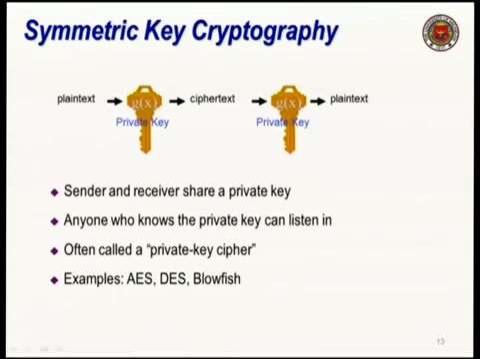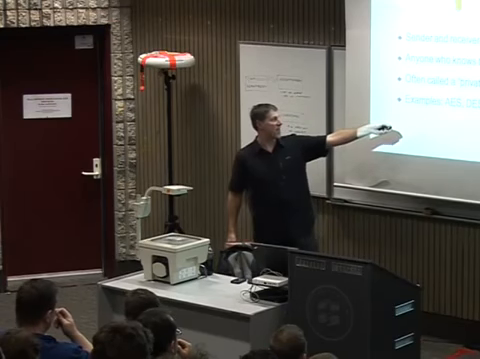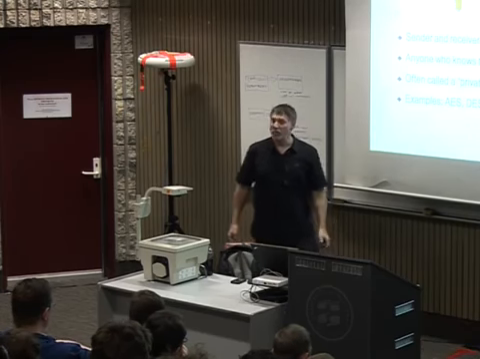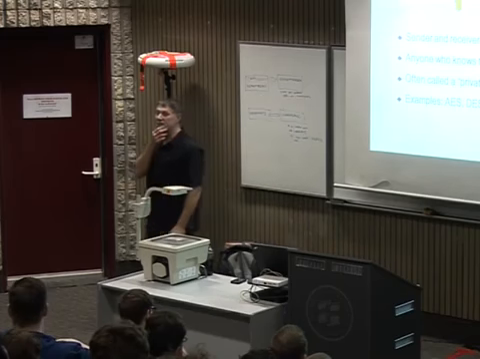Another common name for this is a bulk encryption algorithm. So we get our plain text, we have some private key X, which encrypts the text, and then we have another decryption phase which takes the same exact key and decrypts it into that plain text. So the sender and the receiver share a private key. Anyone who knows that private key can listen into this conversation and can even change the data as it's going through. It's often called a private key cipher, and examples of this are AES, the US Advanced Encryption Standard, the older DES, the European standard Blowfish, etc. So these are very useful algorithms.